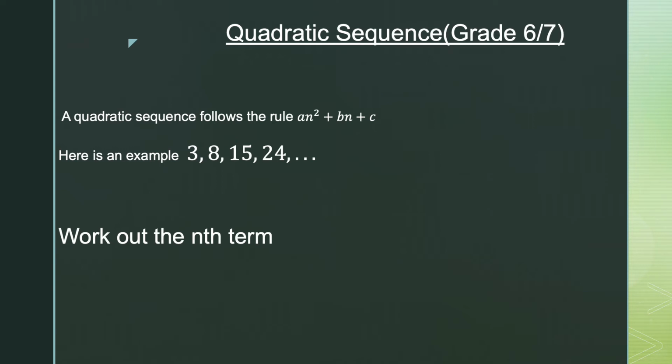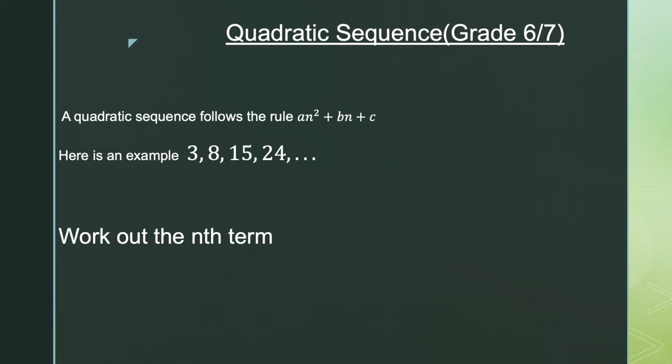Right, I've got the term an squared plus bn plus c. When I sub in n equals 1 into here, it will give me a plus b plus c for my first term. So 1 squared is 1 times a is going to be a, b times 1 is just b, and then I've got plus c. Right, n equals 2.